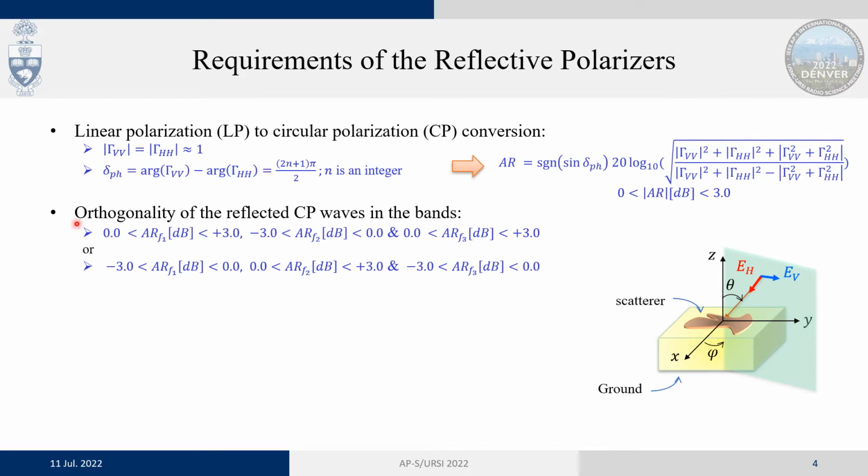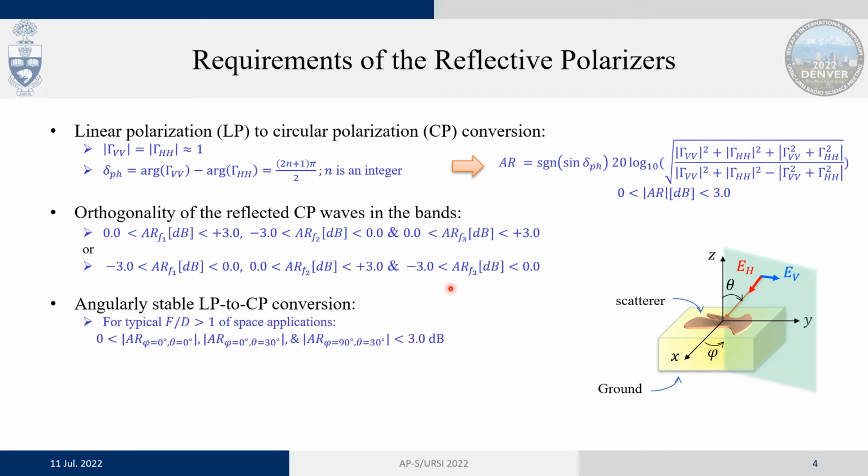The second requirement is the orthogonality of the reflected waves, meaning that if the axial ratio is positive and less than 3 dB in the first band, representing, for example, right-handed circular polarization, in the second band, it should be a negative value above -3 dB, corresponding to LHCP. And in the third band, again, it should go back to a positive value representing RHCP. The reverse situation is also acceptable as far as the orthogonality between the bands are maintained.